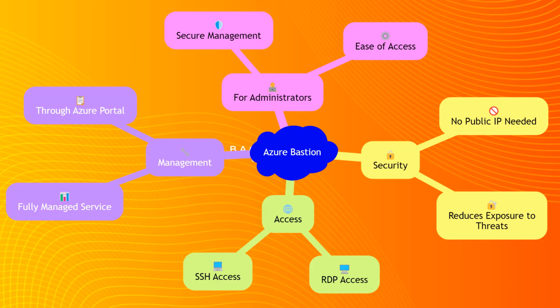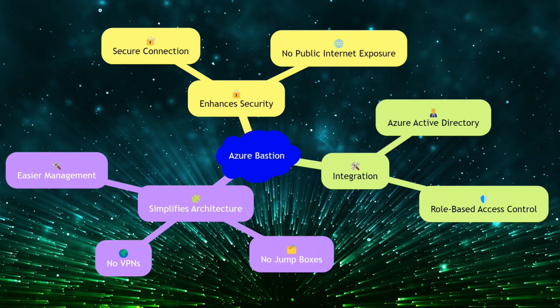Azure Bastion is a fully managed service that provides secure and seamless RDP and SSH access to virtual machines directly through the Azure portal. It eliminates the need for a public IP address, reducing exposure to threats. This service is crucial for administrators who need to manage virtual machines securely without compromising on ease of access. Azure Bastion enhances security by providing a secure connection to your virtual machines without exposing them to the public internet.